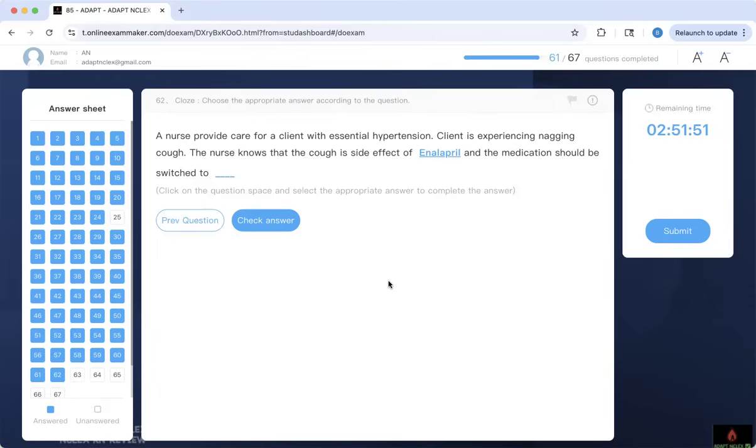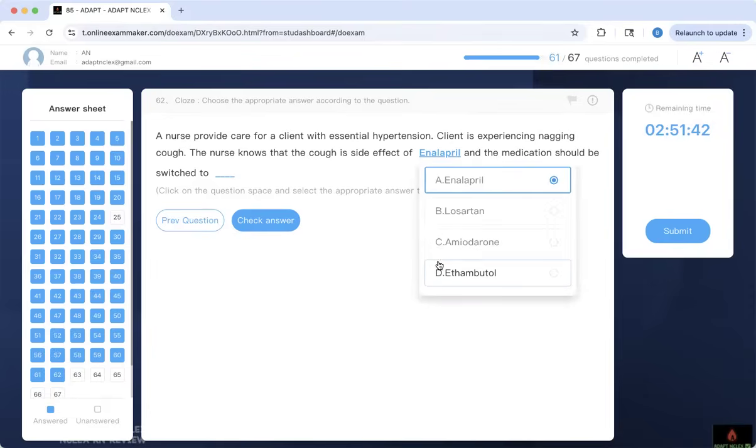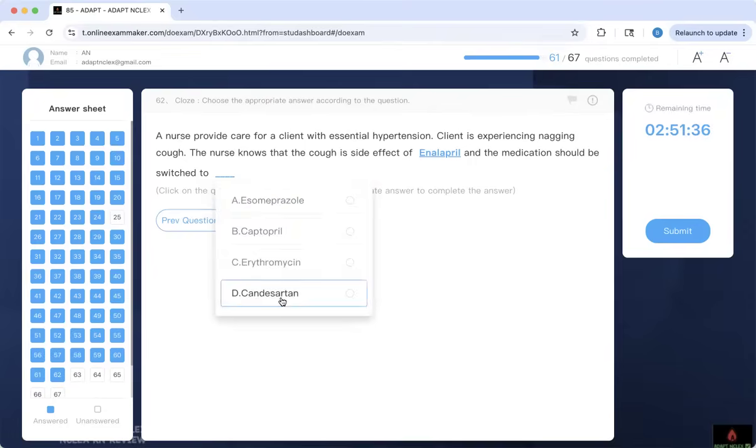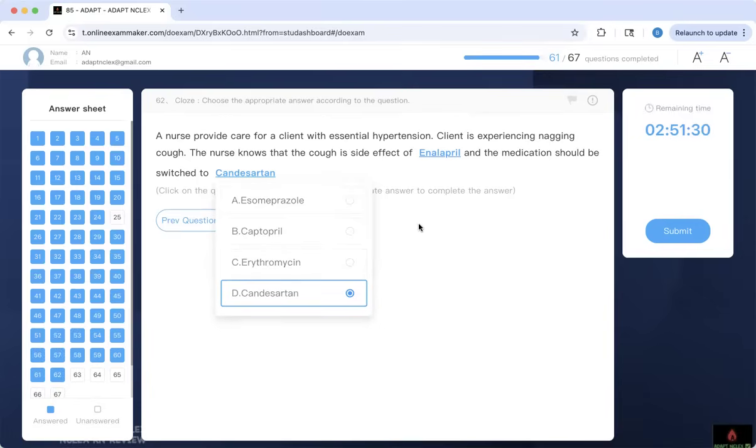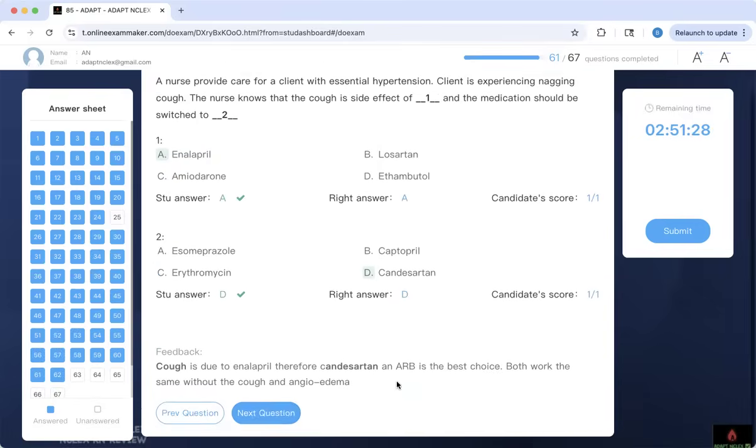And because of that, the medication should be switched. Amiodarone cough is pulmonary fibrosis, so it can't just be switched to anything. That's why enalapril is the best answer. And therefore we switch it to what? Sartan, losartan, candesartan. These are ARBs. That's what we're turning to. Okay.